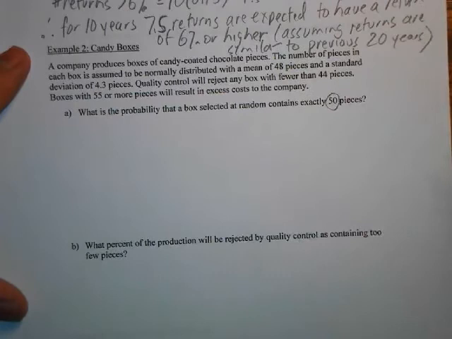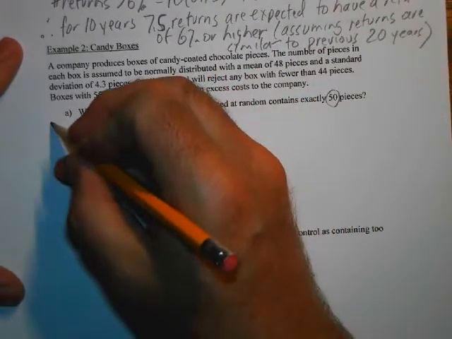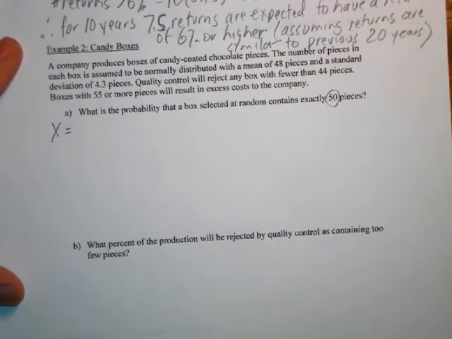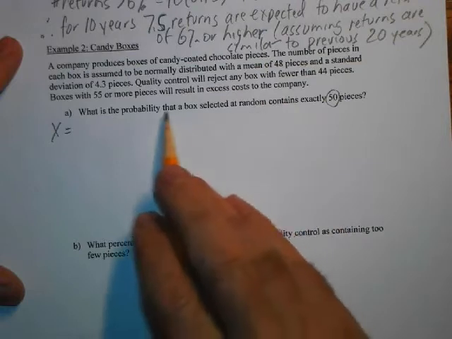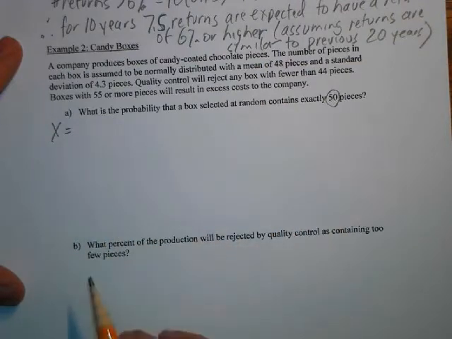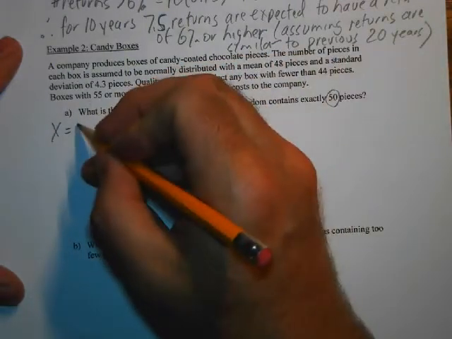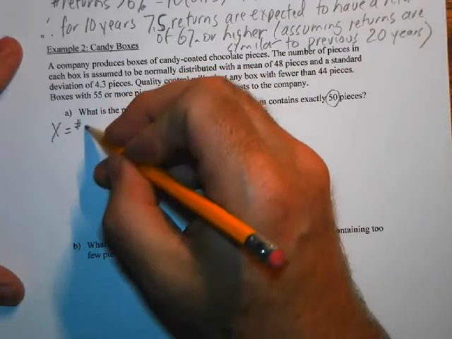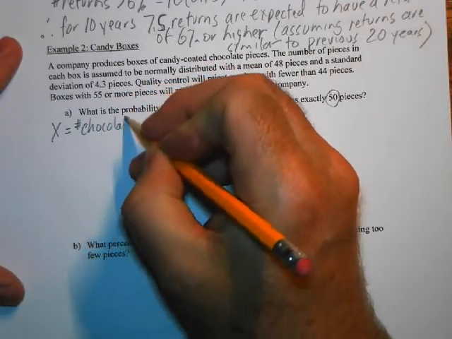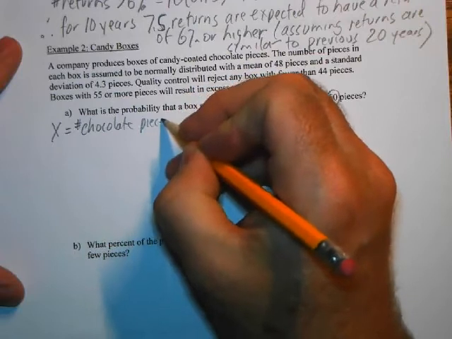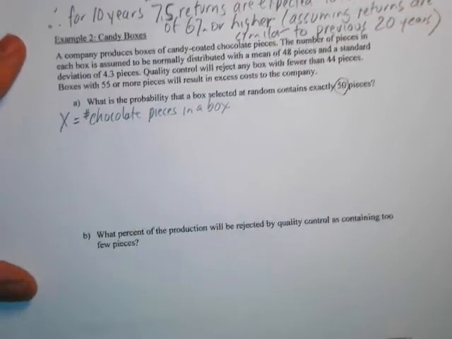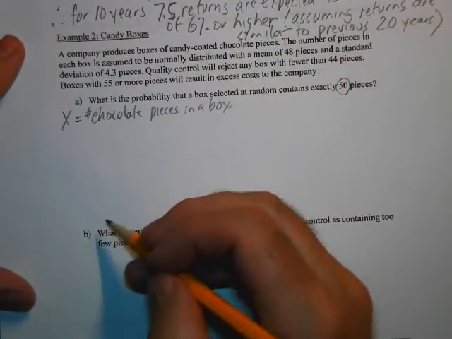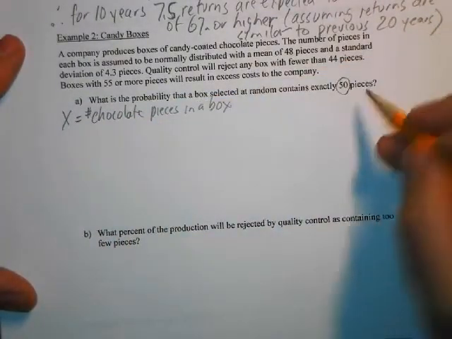So, just like all other probability distribution questions, we have a random variable here. And this we're looking at, and it'll be the same for all the other questions, so I'll just do it once, is the number of chocolate pieces in a box. Okay, very important to declare the variable before we use it right here.